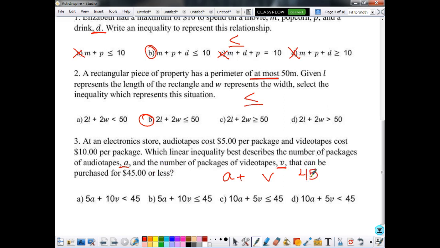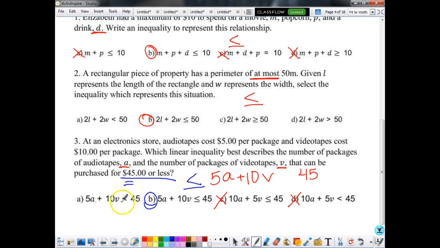Now, how much do the audio tapes cost? Audio tapes cost 5 and videotapes cost 10, so I can eliminate D and C. The only thing left would be A and B. So where's my keyword? "45 or less." What it's telling you is that it can be $45, so you can spend $45 or less. This is basically saying equal or less than. They kind of flipped it backwards. Instead of saying less than or equal to, they said you can buy it for 45 or less. So that would be the less than or equal to. So again, B would be the answer.